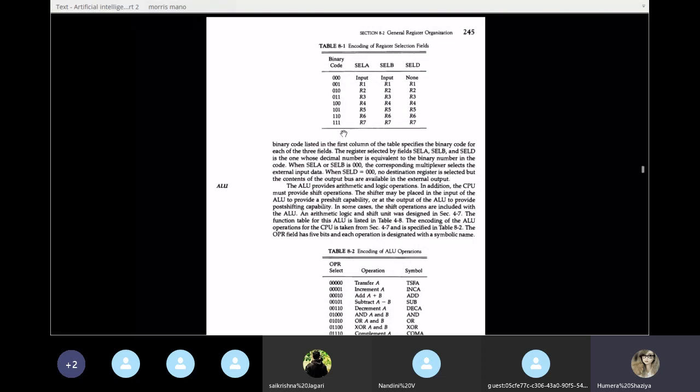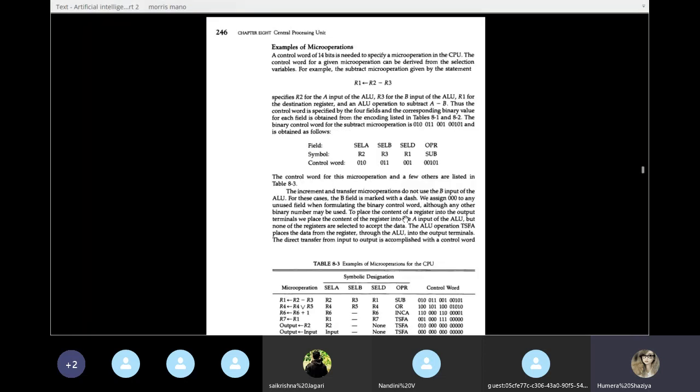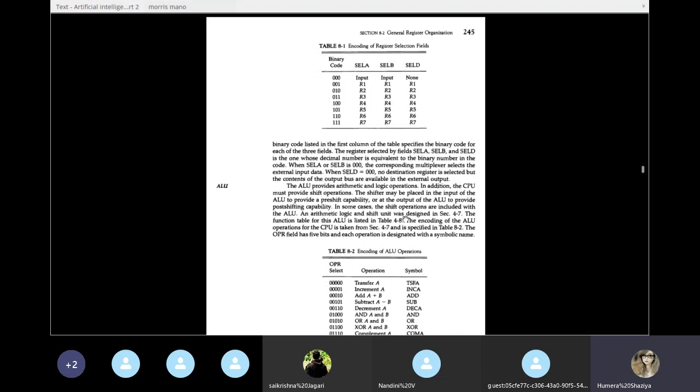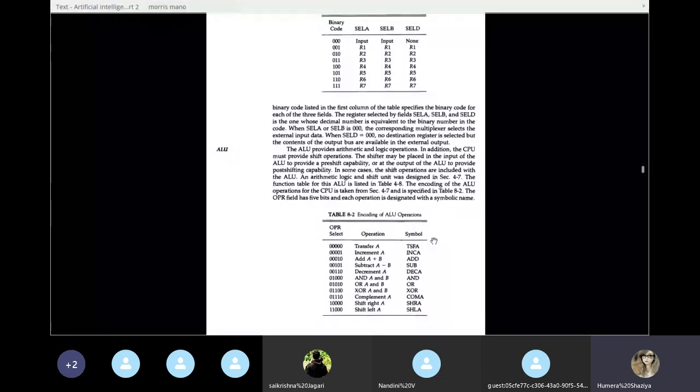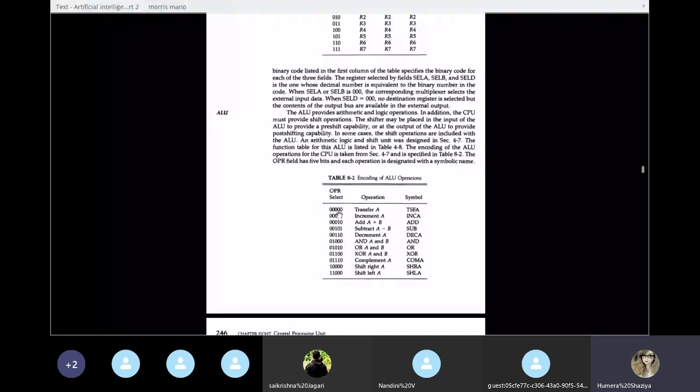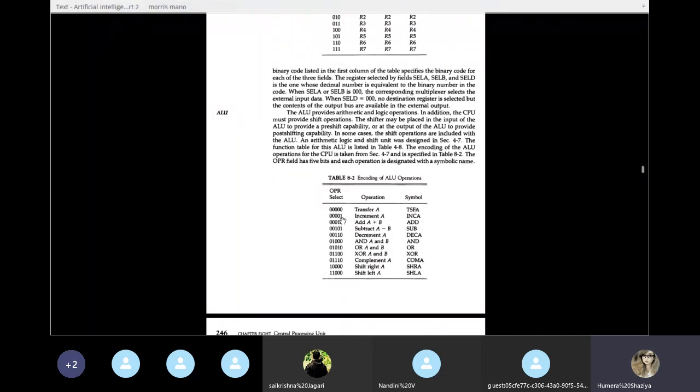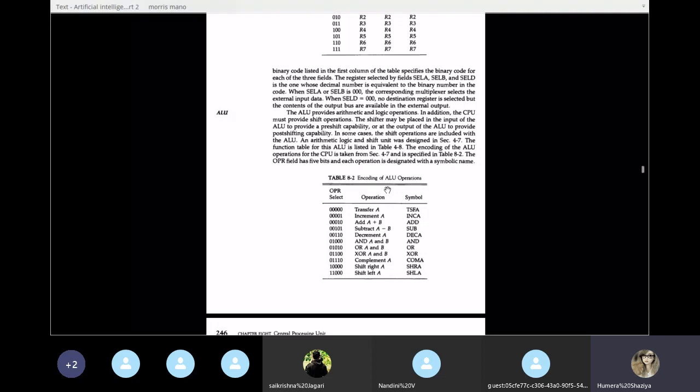So 3 bits are used to determine which register, and 5 bits are used to specify the opcode, operation code. If all 5 are zeros, it is transfer A. If 4 zeros followed by 1, it is increment A. These are the operation codes, binary codes for these operations.